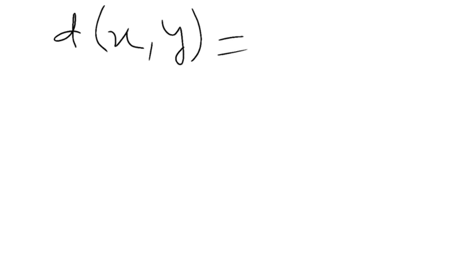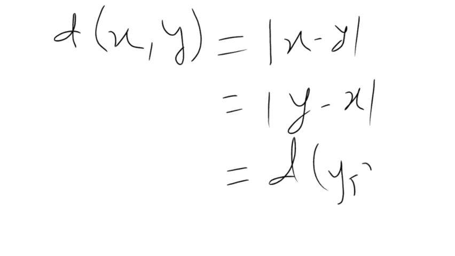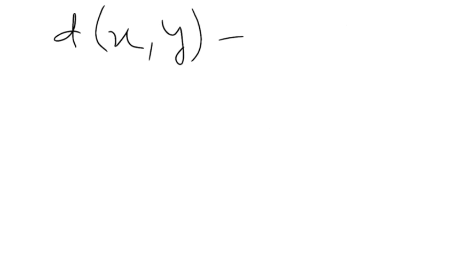My third property is d(x,y) is equal to d(y,x). But d(x,y) is equal to modulus of x minus y. So I can write it as modulus of y minus x by the property of modulus. So you can write it as d(y,x), right? So here we have proved that d(x,y) is equal to d(y,x). So the third property is proved. Next, we are left with the fourth property, that is the triangular inequality.